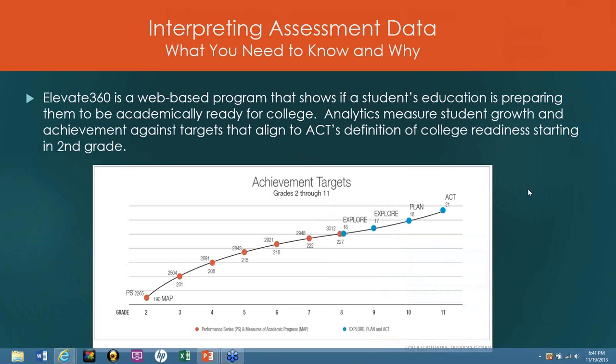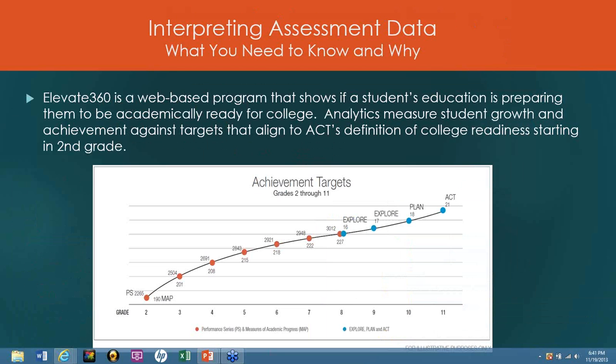Some of you, hopefully some of the board members, were in Sault Ste. Marie this past summer and saw me present on this topic as well. This is an illustration of how that tool analyzes achievement.